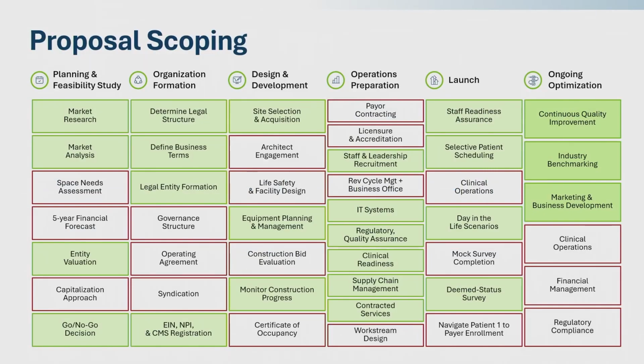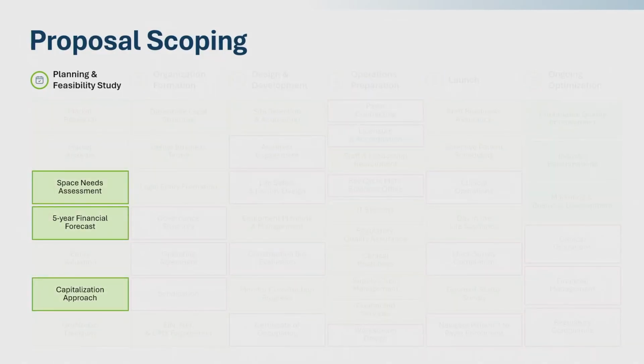So I call this our bingo card, and what we've done here, we've taken those 6 phases and identified some of the critical steps in each one of those phases. So the first one under planning and feasibility, I would say space needs assessment. So we get very granular with this.